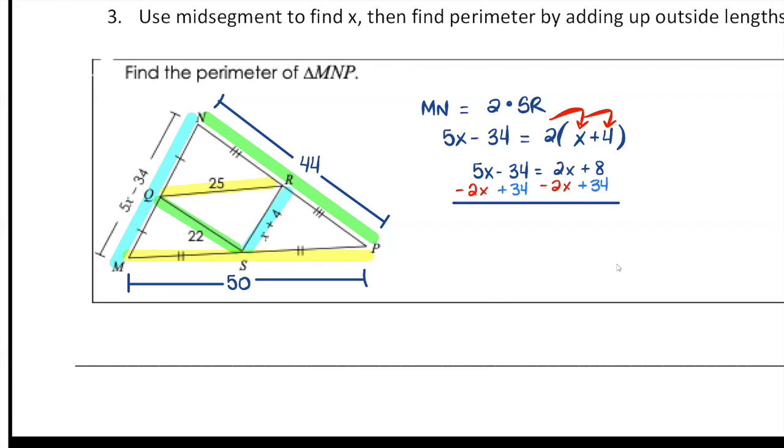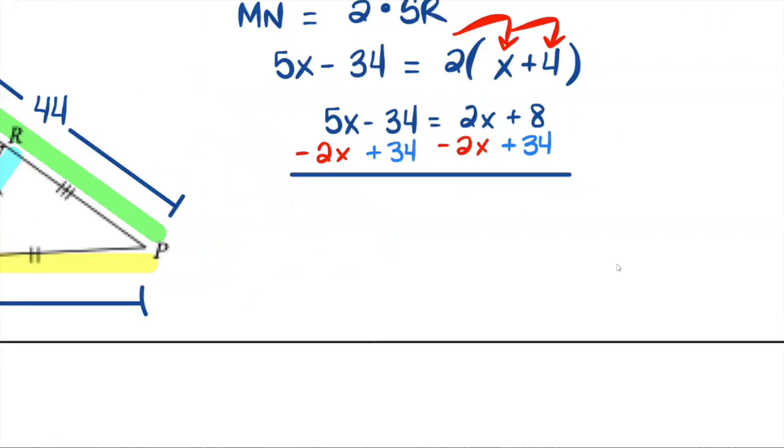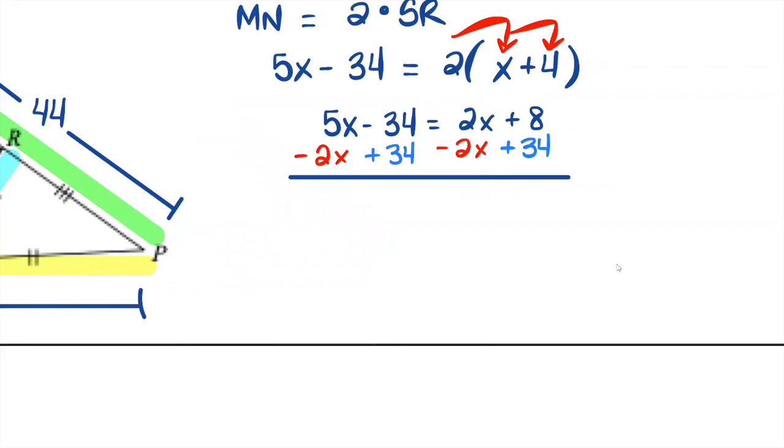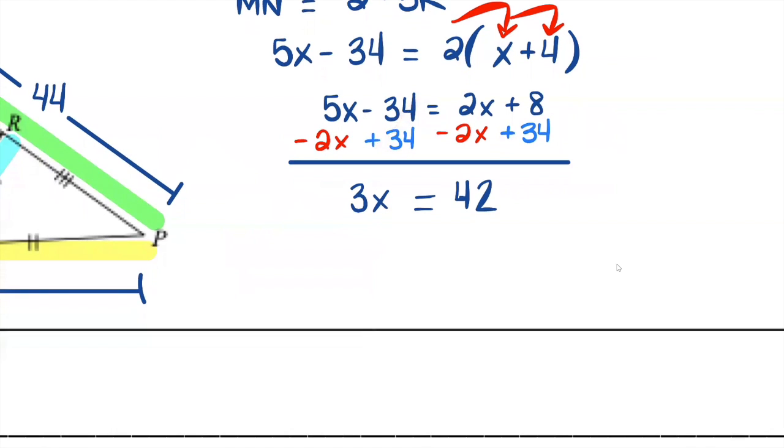You got it. All right, so 5x minus 2x is? 3x. Negative 34 plus 34? 0. Cancels out, so that one's gone. 2x minus 2x? Cancels out, so that one's gone. And then 8 plus 34? 42. Divide both sides by 3.